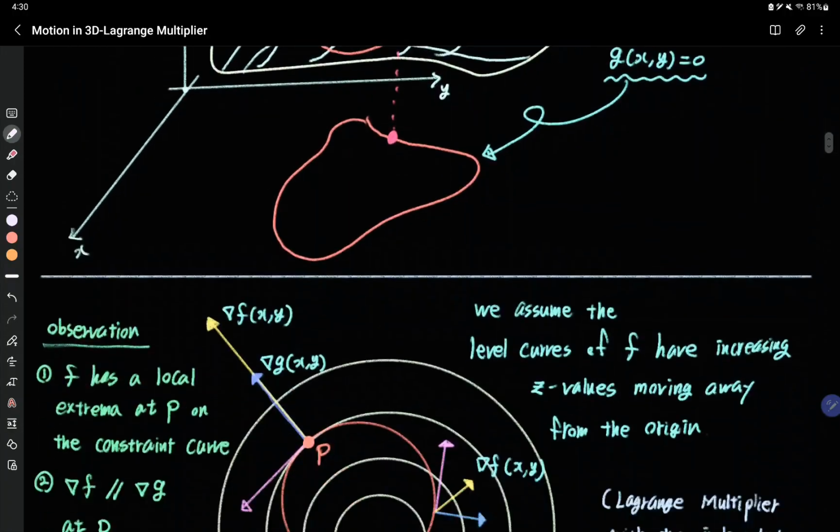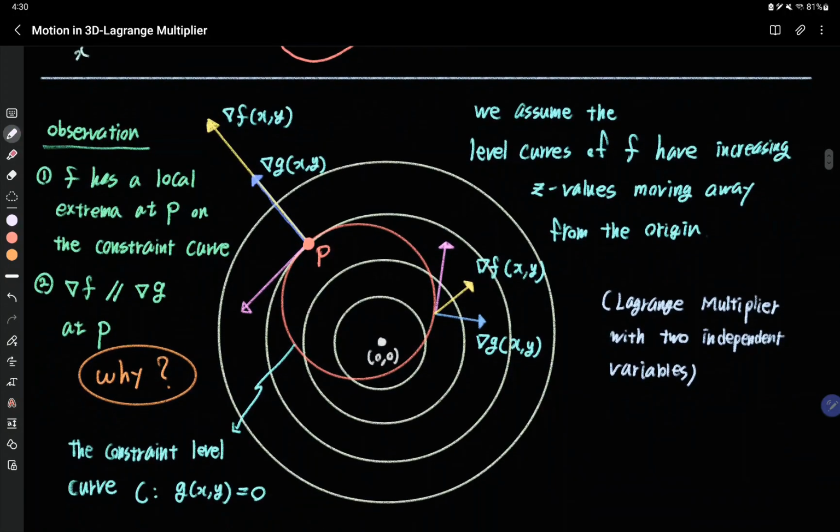So if the direction of the directional derivative is equal to the direction of gradient f, then the directional derivative has the maximum value. That's why the magnitude of gradient f is larger than the magnitude of gradient f at other points. Okay.